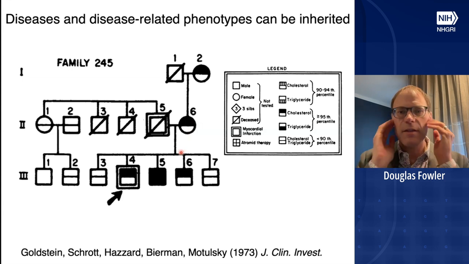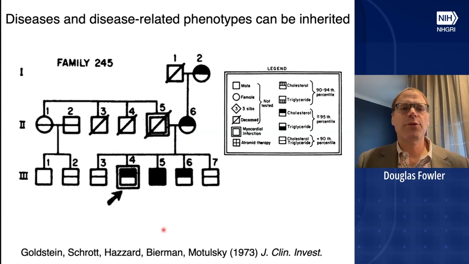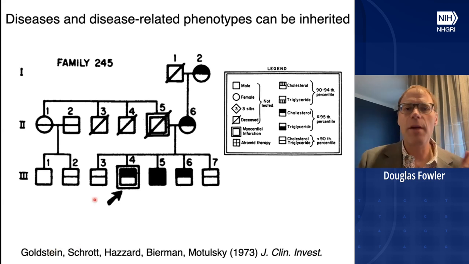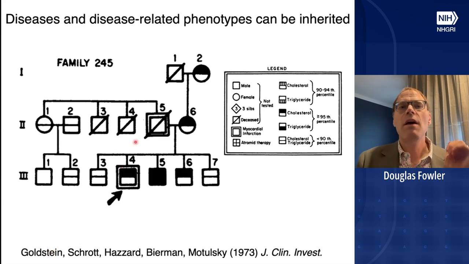And there's other information in this pedigree. This pedigree is from a very famous paper from Goldstein and Brown, and the work of Goldstein went on to get a Nobel Prize, for figuring out that this disease-related phenotype, high cholesterol, segregated in this family in a fashion that indicated it was a Mendelian trait. That is, there was one gene, or one or a few genes, with variants that were responsible for this segregation pattern.